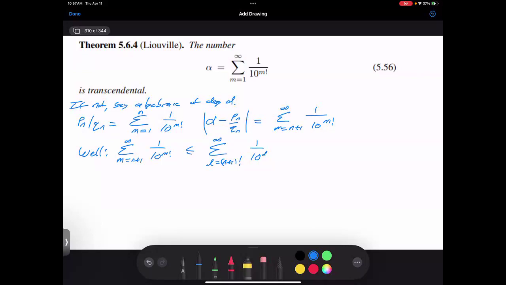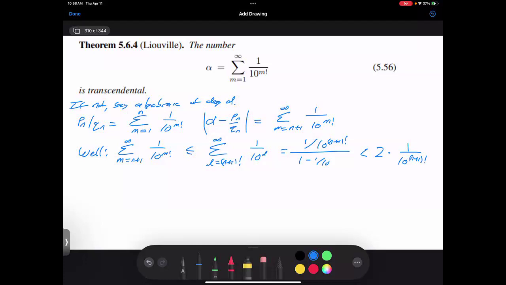So this is going to be, by the geometric series formula, the first term, which is 1 over 10 to the n plus 1 factorial, divided by 1 minus 1/10. What's 1 minus 1/10? So that's going to be 9/10. So I get 10/9. I don't want to write 10/9. So I'm going to just say that this is strictly less than 2 times 1 over 10 to the n plus 1 factorial. Everybody comfortable with that? So I've approximated the error.